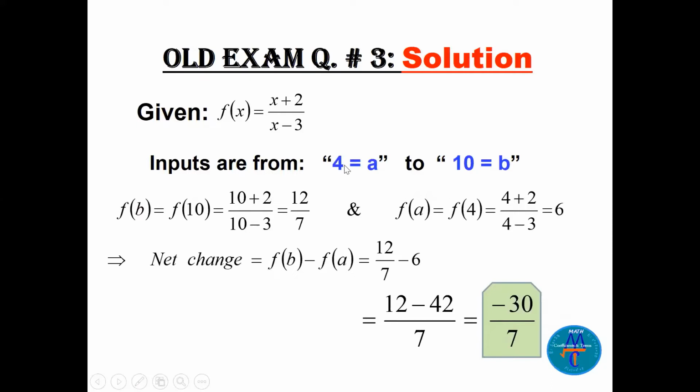F of a, just take a 4. 4 plus 2 over 4 minus 3, that's 6. So the net change we need, f of b minus f of a, is 12 over 7 minus 6. So that will be minus 30 over 7.